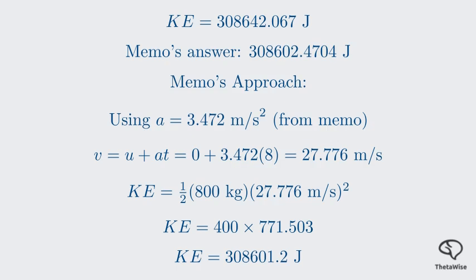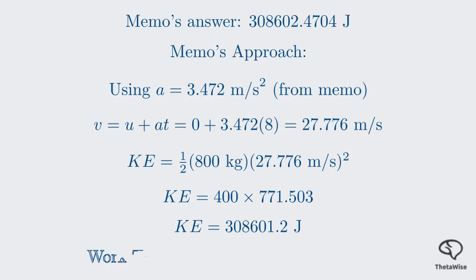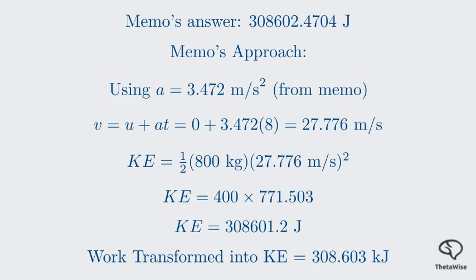The memo seems to have used a less rounded value of velocity or acceleration in its calculation, but the concept is the same. The work transformed into kinetic energy is simply the car's final kinetic energy, which we calculated as approximately 308.603 kilojoules. Let's state our final answer in kilojoules. The work transformed into kinetic energy is 308.603 kilojoules. So we've now found the work done against friction, the work done against gravity, and the work that became kinetic energy. These three values represent the total work that the engine must have done.